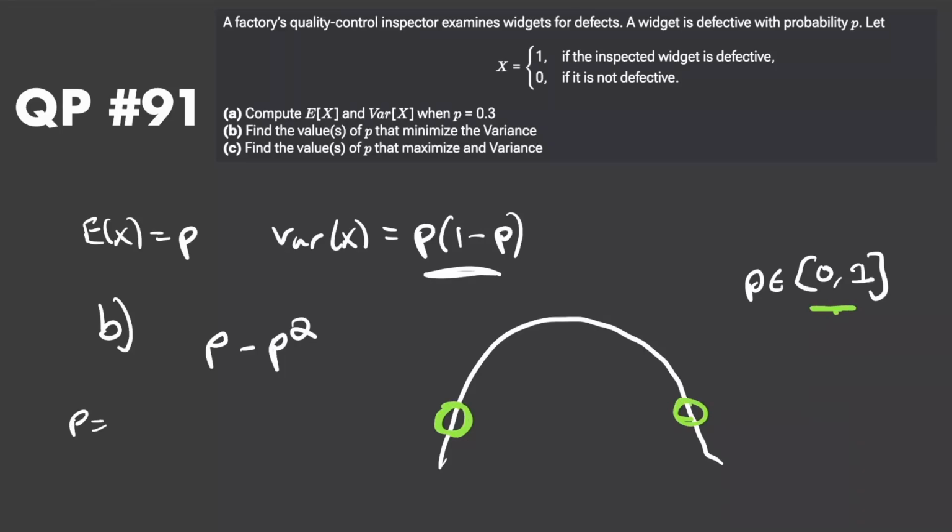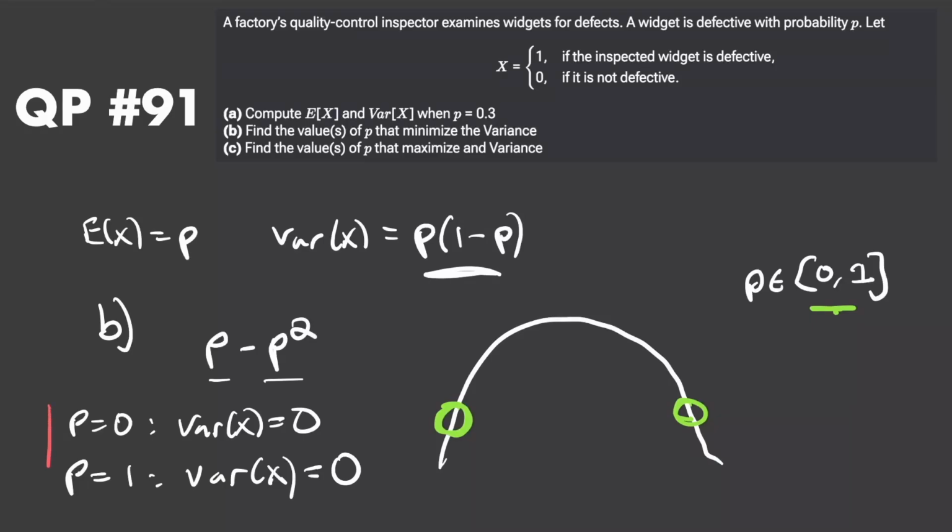So if we plug in p equals 0 over here, we get that the variance of x is equal to 0 as well, right? We should have 0 minus 0. And if we plug in p equals 1, well then we get the variance of x is equal to 1 minus 1 squared, which is 0 again. So the values of p that minimize the variance are 0 and 1. And that makes sense because if p equals 0, then the widget is never defective, and if p equals 1, then the widget is always defective, and in either case we would expect a variance of 0.